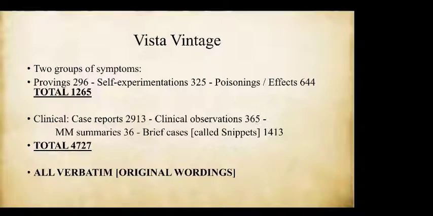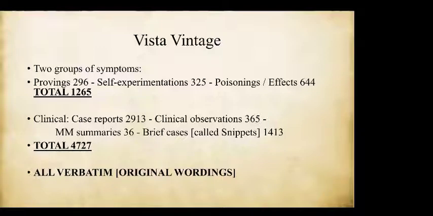Now, Vista Vintage has two groups of symptoms. Proving symptoms, or what we could consider provings, although we generally do not distinguish a proving from a self-experimentation. As the name says, self-experimentation is a solo undertaking. And there are many of those, actually many more, but they are generally just caught under the umbrella term of provings, suggesting something of more substantial solidity than the reality really is.